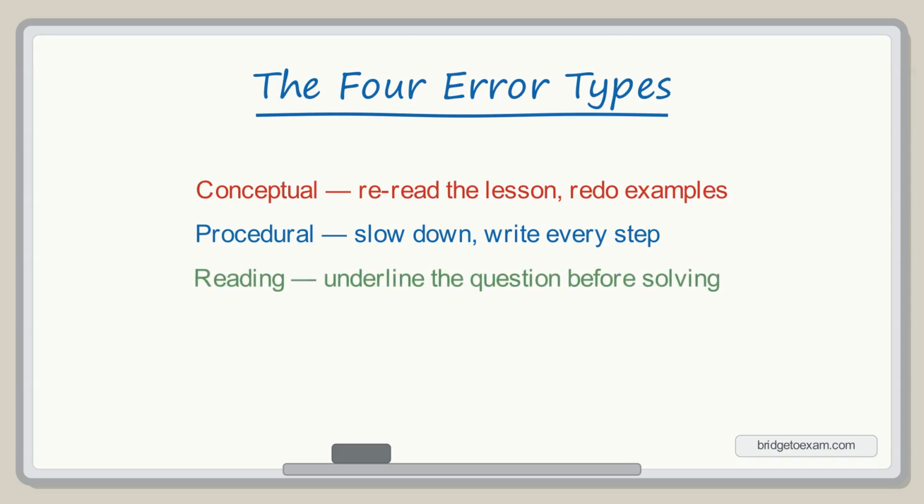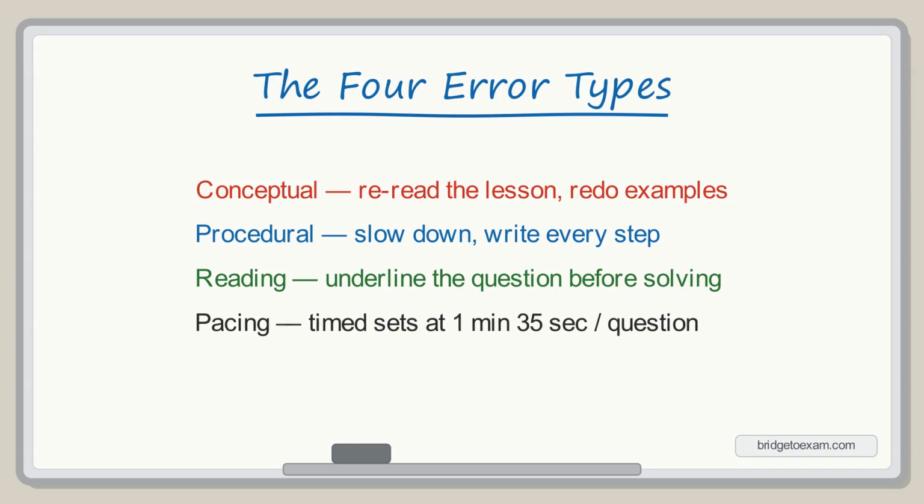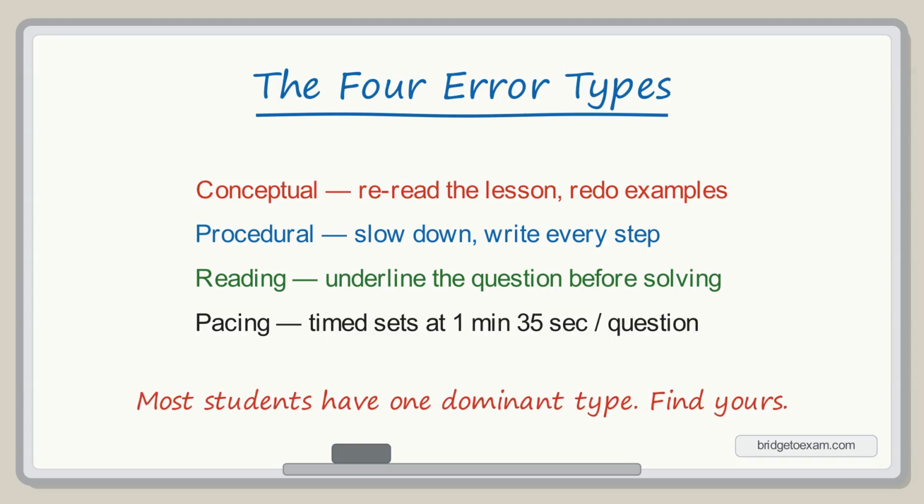A procedural error means you understood but slipped in the arithmetic or algebra, so slow down and write every step. A reading error means you answered the wrong question, so underline what's actually asked. And a pacing error means you ran out of time, so practice timed sets. Most students have one dominant type. Find yours and attack it directly.